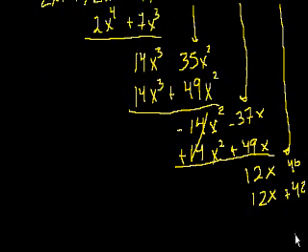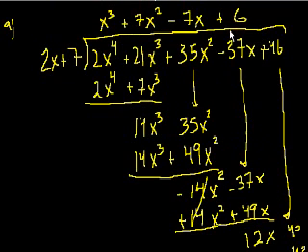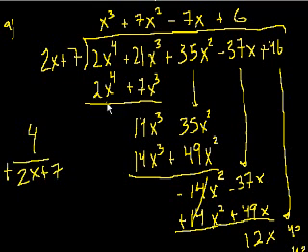And now we're ready to subtract again. 12x minus 12x is 0. 46 minus 42 is 4. So we have a remainder of 4. So our answer is all of this with a remainder of 4. So all of that plus the remainder over what we're using to divide by, 2x plus 7.